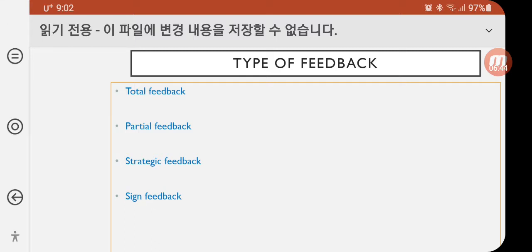Types of feedback. Total feedback is how to feed back all output signals. Another is how to feed back only a part of the content within a limited time. This is a partial feedback method. A strategic feedback type has a way to select only the content of the core unit, and the feedback is as specified. Sign feedback is how to feed back only what is marked.